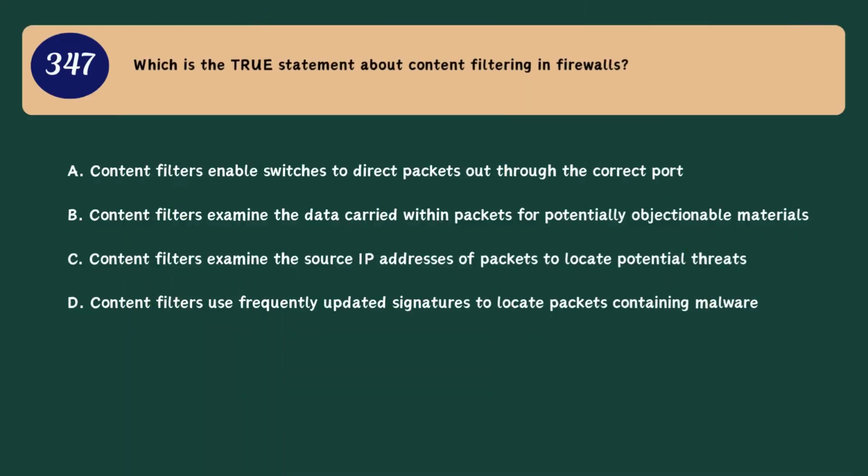Question 347. Which is the true statement about content filtering in firewalls? A. Content filters enable switches to direct packets out through the correct port. B. Content filters examine the data carried within packets for potentially objectionable materials. C. Content filters examine the source IP addresses of packets to locate potential threats. D. Content filters use frequently updated signatures to locate packets containing malware.